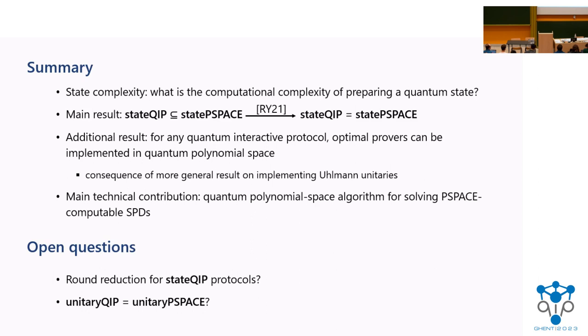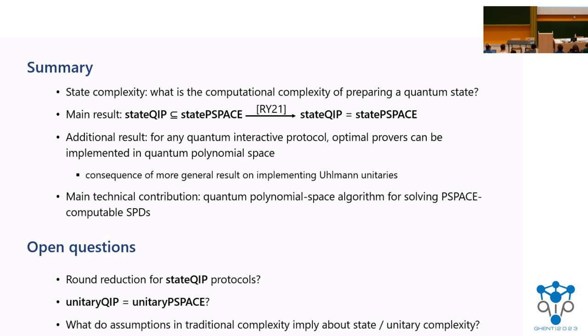And finally, and maybe more vaguely, we just have a very poor understanding of the relationship between the traditional complexity classes and the state complexity classes. One crisp way of saying this is, suppose I just assume for the sake of argument that everything is in polynomial time. Does that mean I can prepare any state in state BQP? We just don't know. So there are all of these questions on the interplay between these two, and I think there's a lot to explore here.